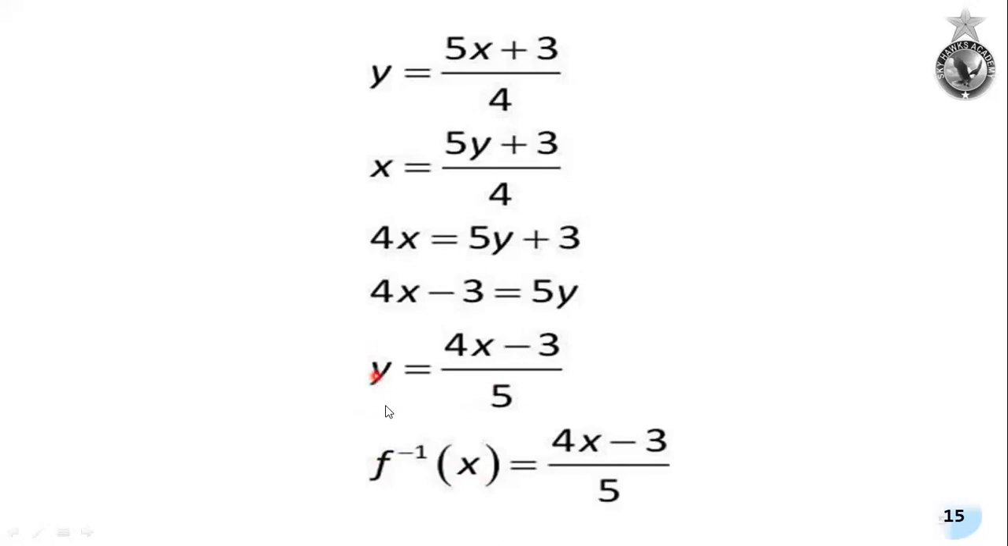So we have just replaced y, because f(x) is equal to y, then y is equal to f inverse of x, which is this. So this will become our answer.